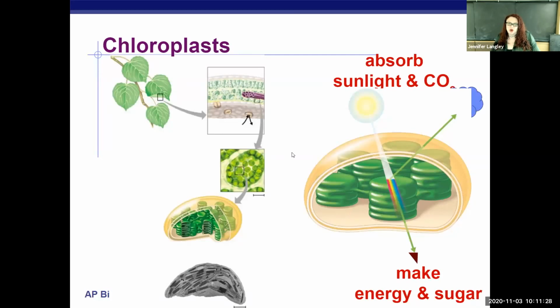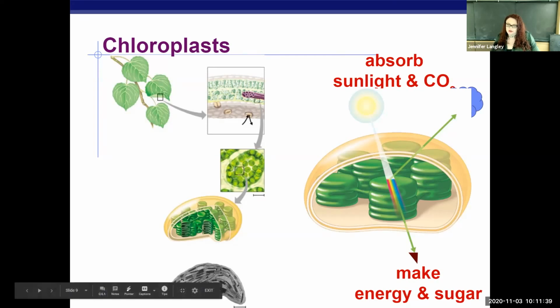Okay, so now that brings us to our chloroplast. So inside the leaf, we have our cells. Inside those cells, we have chloroplasts. The chloroplasts are shaped like this. They absorb sunlight, and they make energy and sugar.